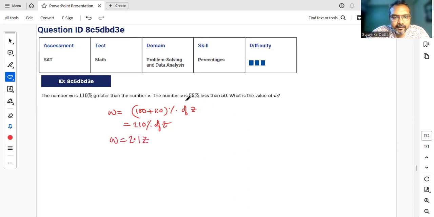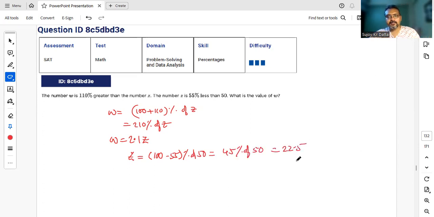Okay. Now they're saying Z is 55% less than 50. So Z is 100 minus 55% of 50. So that's 45% of 50. So that's 22.5. So you can just compute it. 22.5. That's the value of Z.